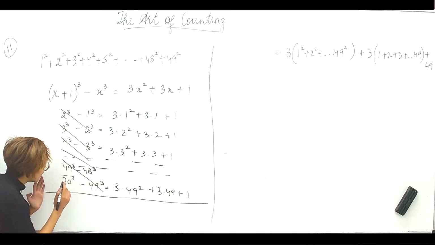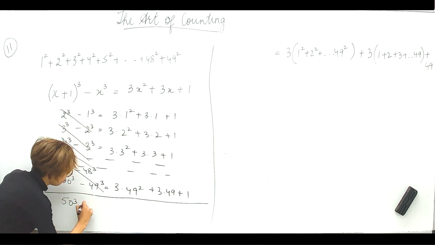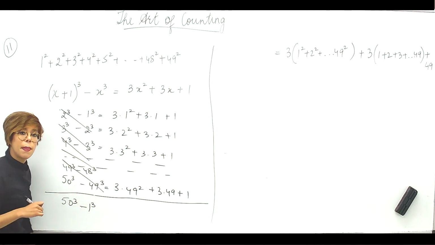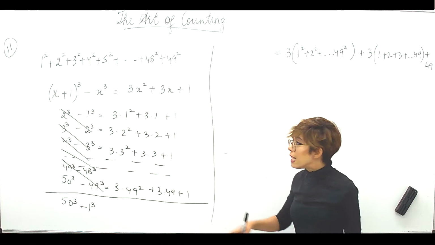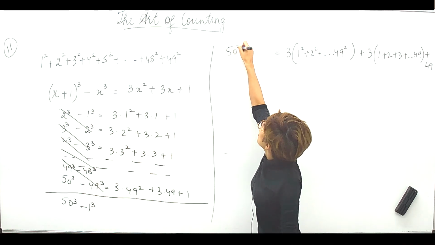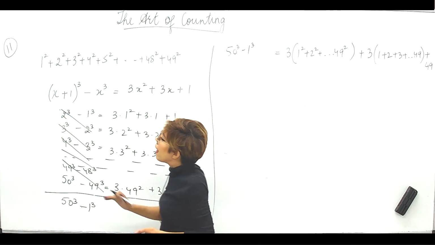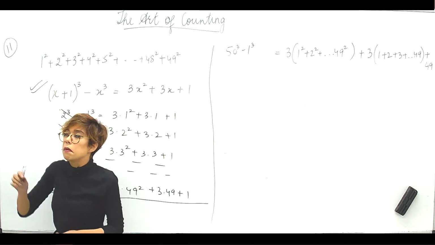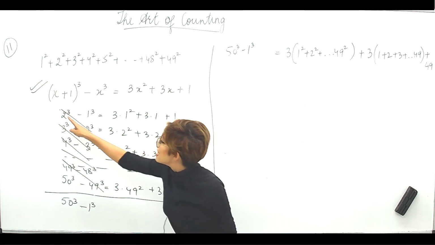Which ones are left? 50 cube is left. 50 cube. And one more is left, minus 1 cube. That's the beauty of the left hand side. These get cancelled. So left hand side is 50 cube minus 1 cube. I think now you understand why I wrote this specific identity. Just look at it. Why did these terms get cancelled?